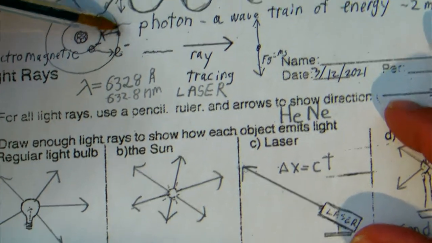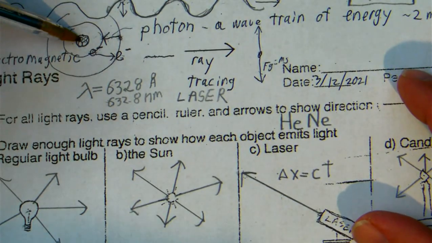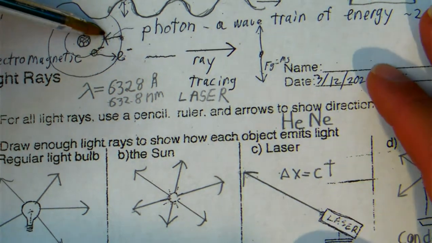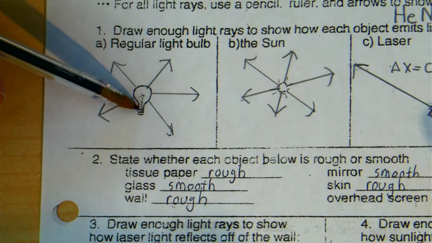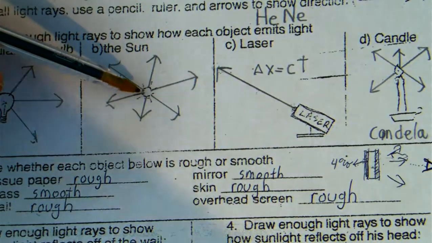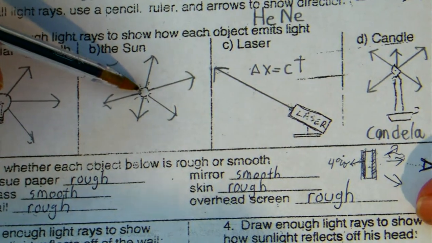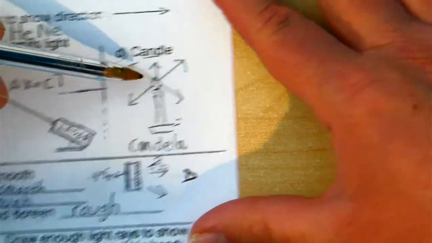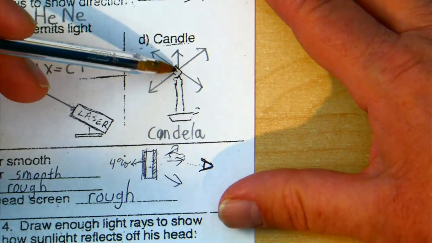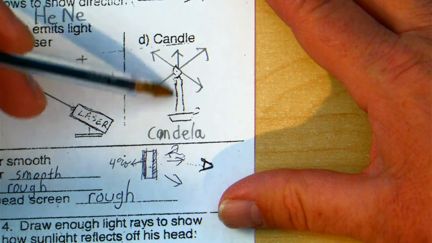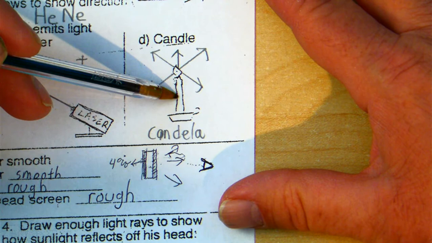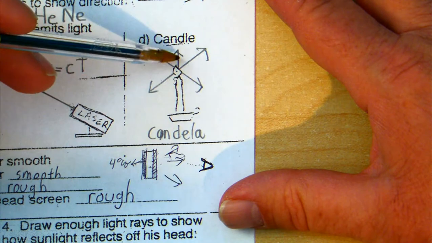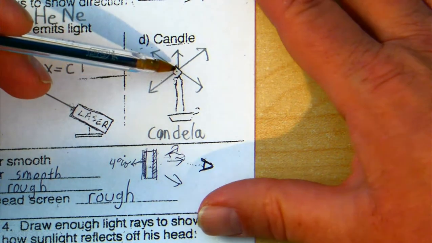And photons are created by adding energy to atoms and moving their electrons up from the ground state. In the case of a light bulb, we're doing that with electricity. In the case of the sun, we're actually doing that through nuclear fusion. In the case of a laser, we're doing that again with electricity. In the case of a candle, we're doing it by a rapid exothermic chemical reaction. The candle wax is burning in oxygen to create carbon dioxide, water, and release heat and light energy at the same time.